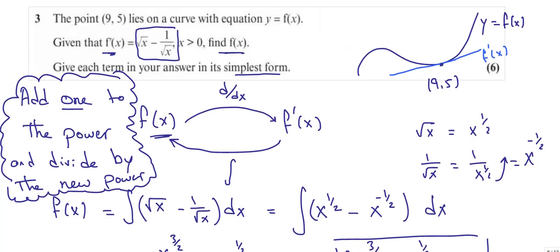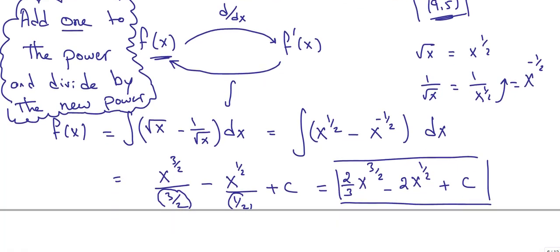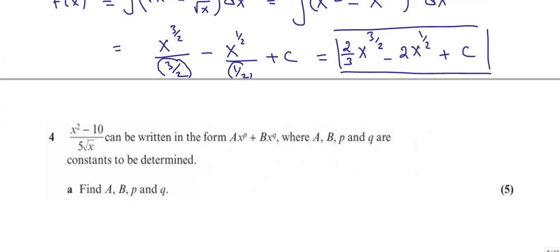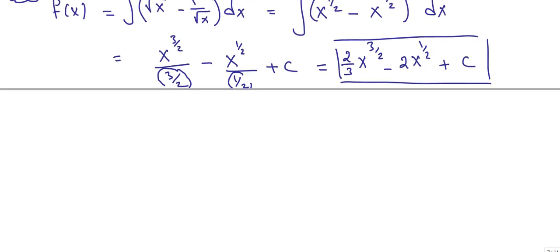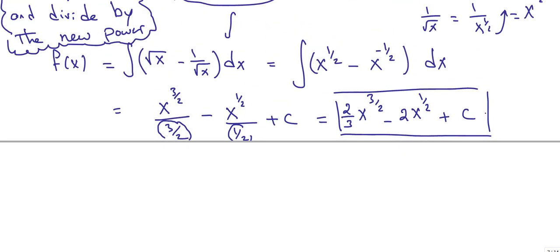He gave me a point and I didn't use it. Good that someone is awake with me. Why did he give me this point? To find C. If he didn't give me the point, I would stop here and keep it this way. But if there is a point, it means find C. So I have f of x equal 2 over 3 x to the 3 over 2 minus 2 x to the half plus C.